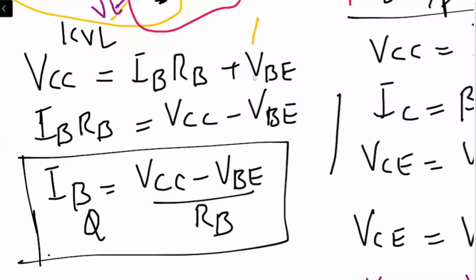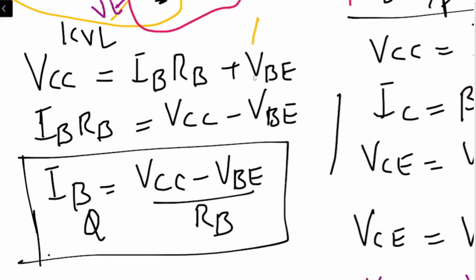Are you with me? This is the value from the equation which I am getting. Suppose the value IB which we get from this equation is VCC minus VBE divided by RB. Depending upon these values, we get a value IB, and I call this value IBQ.